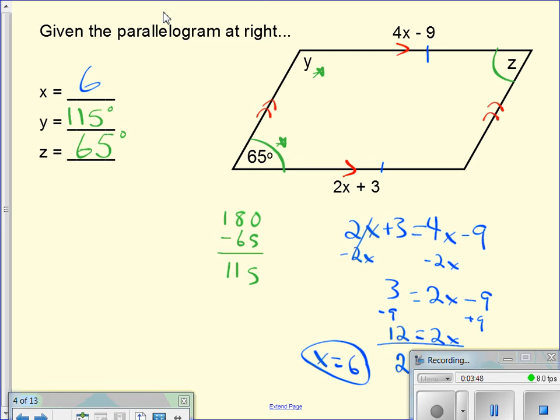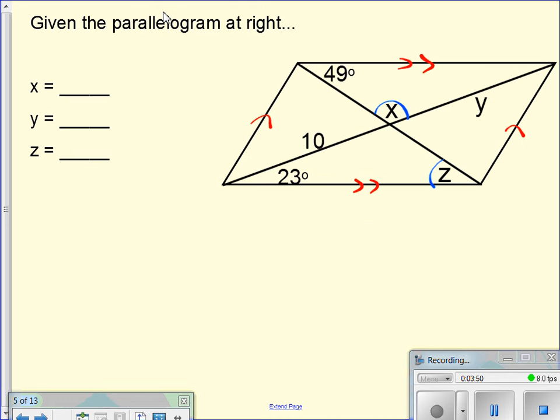Very good. Let's check out one more parallelogram. Get a quick sketch of this. You might notice right away, oh boy, it looks like a lot more going on. Don't worry. Break it down, little piece by little piece.